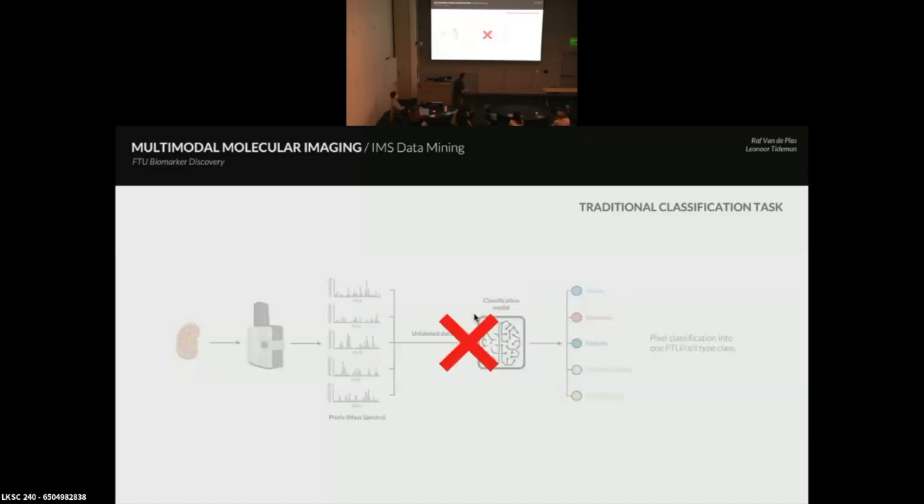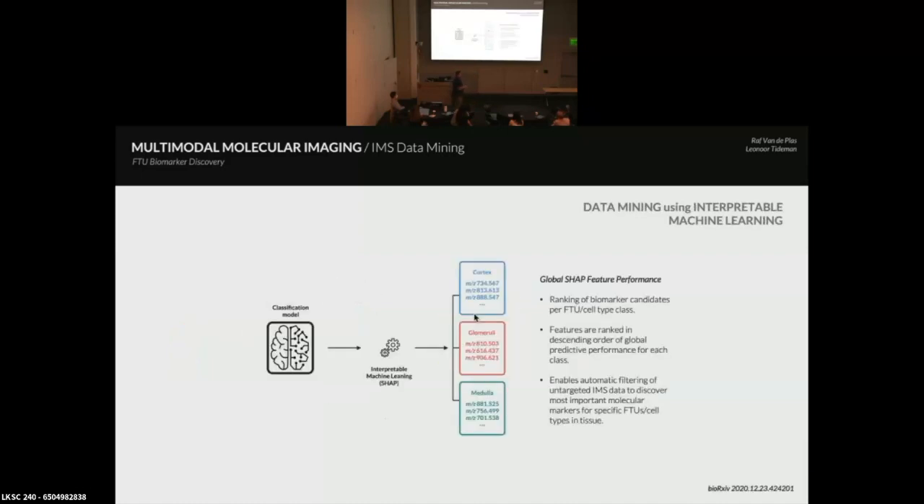So what we want to do instead is open the model up and figure out how it made its choice. Because if we can figure out how the models are making their decisions, what molecules are driving those decisions, it gives us the ability to do in situ, spatially driven biomarker discovery. And so we're using interpretable machine learning to open up each of the classification models using Shapley additive explanations. This gives us a ranked list of biomarker candidates for each functional tissue unit that we have a segmentation mask for, and ultimately allows us to chew on data that looks like this.